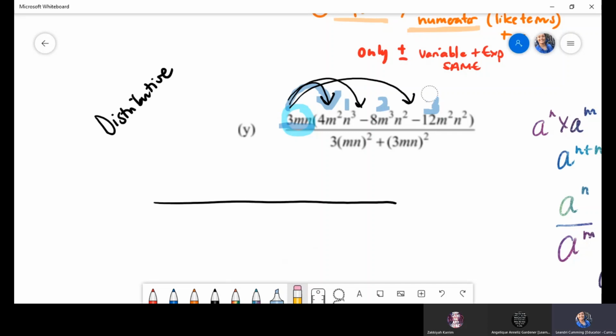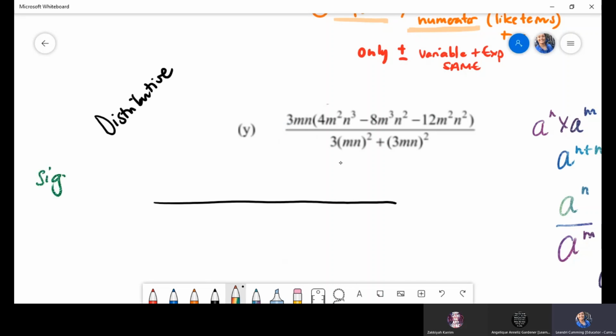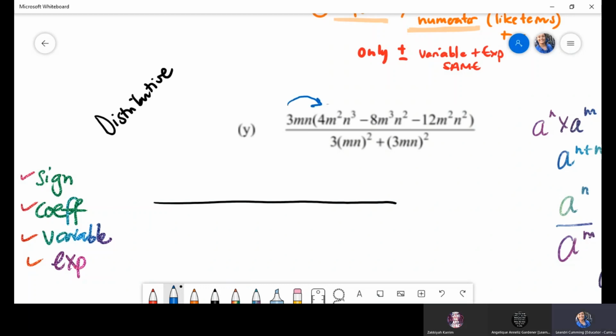I'm going to take all my brackets back now, and I'm going to individually times them in as I go one by one. I'm going to have my checklist here: sign, coefficient, variable, and exponent. Here's our checklist. Tick them off one by one as we go ahead. 3 times 4, that's a positive. Sign is positive. 3 times 4, 12. M to the power of 1 times m to the power of 2, m to the power of 3. N to the power of 1 times n to the power of 3, n to the power of 4.